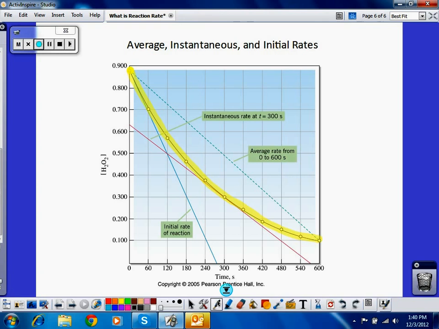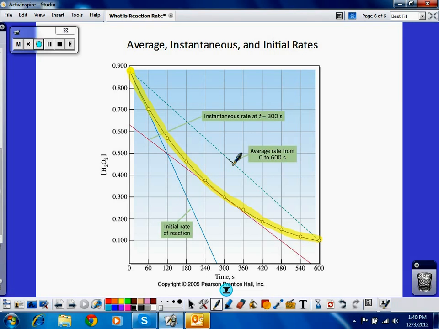One way I can look at it is to look at the average rate from time 0 to, in this case, time 600. Over this whole course of time, you'll notice that this is a curve. This is not a straight line. So the rate is not constant. But if I'm just concerned with, well, how long is it going to take, I can talk about the average rate over this whole period of time from 0 to 600. If I find the slope of that line, that will tell me the average rate over the whole 600-second period.